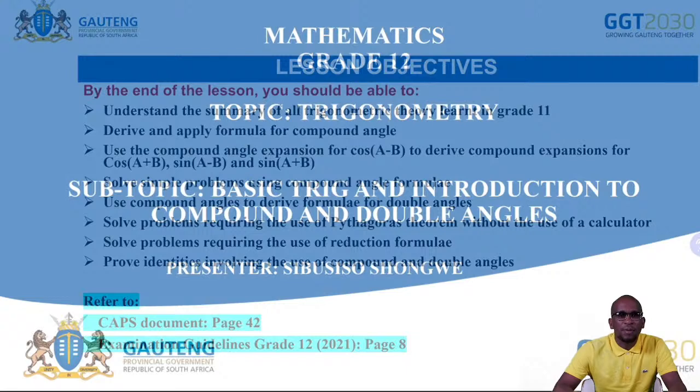You would recall last week we did some revision of trigonometric concepts, which are very, very important and would be applied in grade 12. So we thoroughly revised grade 11 work. Today we are going to do the first part of the grade 12 work on compound angles as well as on double angles.